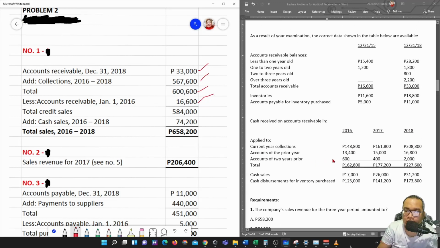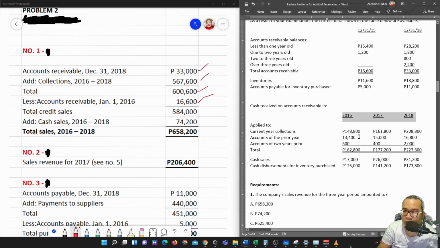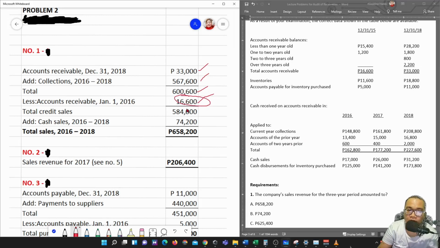Sir, wait lang sir. Kung titingnan namin dito, bakit sinama nyo yung cash collections from the 2016? Tingnan nyo sir, accounts of the prior period, accounts of 2 years prior. Bakit nyo sinama yan? Akala ko for the 2016, 2017, 2018? Bakit yung 13,400? Bakit yung 1,600? It pertains to prior years before 2016. Kaya nga tinanggal dito. Tinanggal natin yan. Gets yung logic? Hindi naman kasama.